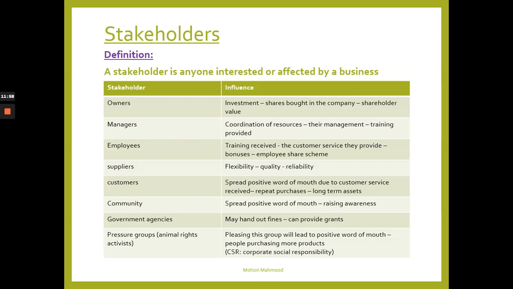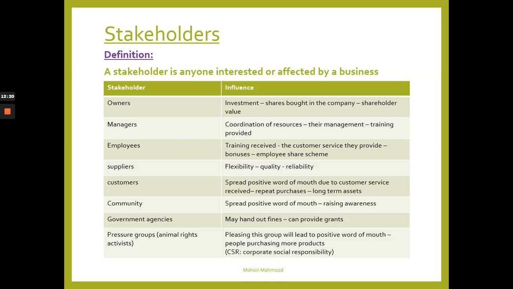So customers are seen as long-term assets. Businesses want them to be long-term assets to continuously purchase from them. We've got the local community as well. They usually influence a business through spreading positive word of mouth and raising awareness. We've got government agencies. They may hand out fines.